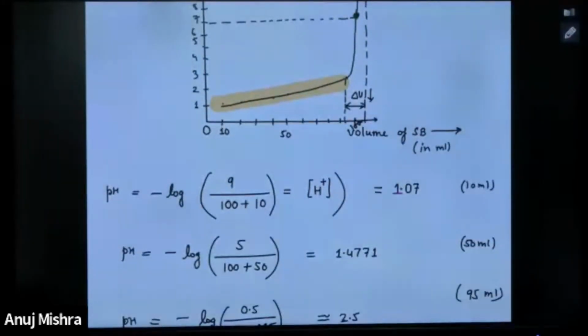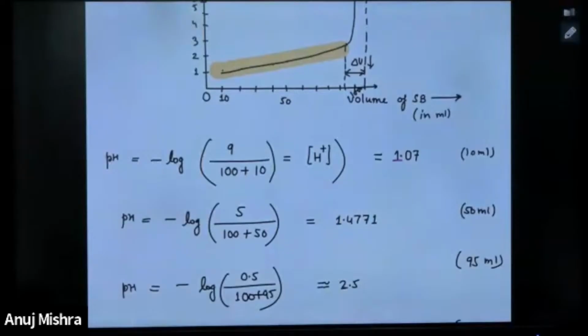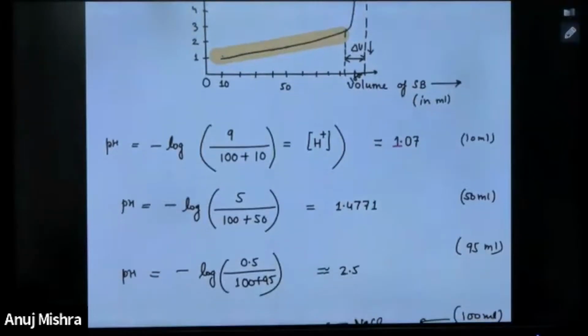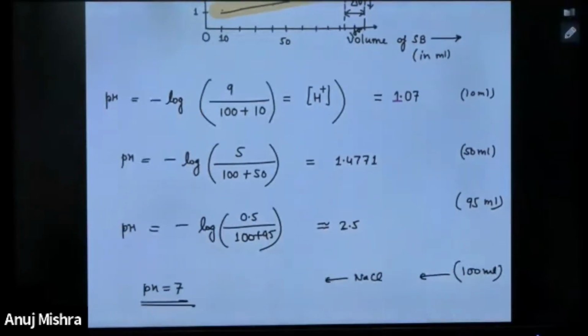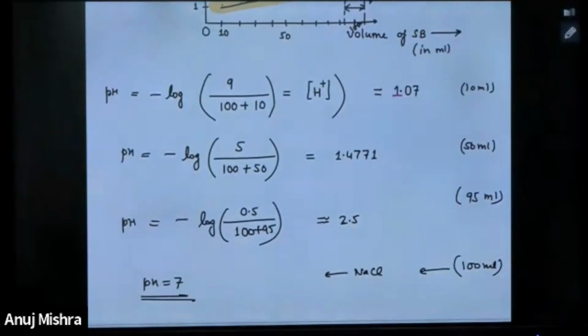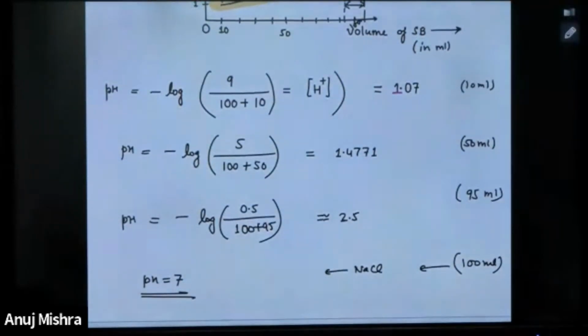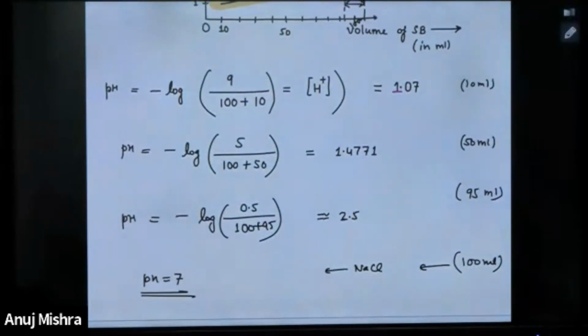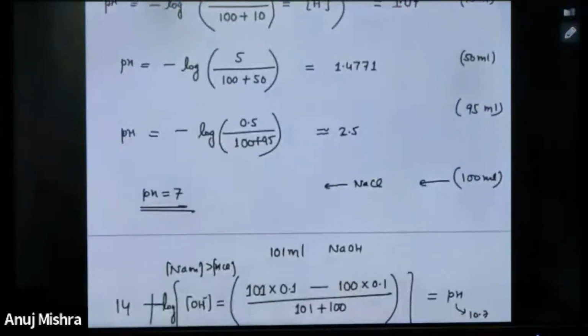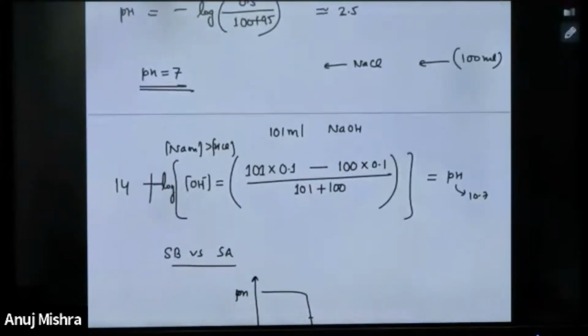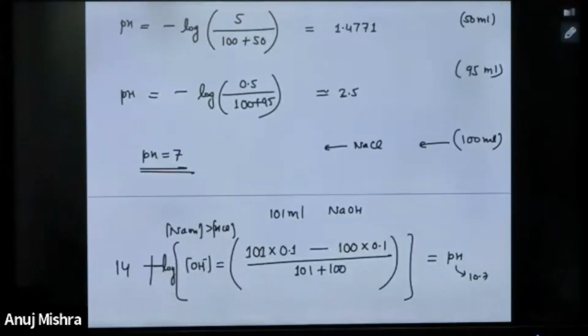So pH is 1.07 for 10 ml. I also did 20, 30 for you, but I'm just showing you. For 50 it is 1.47. For 95 it is 2.5. For 100 it is 7. Okay. You have already written it, right? Is that okay? And then for 101, when you solve, it is 10.7. Any difficulty in this? Any issues in this?